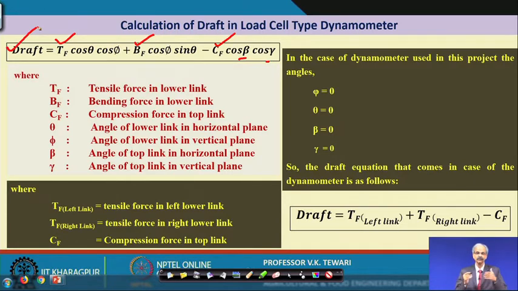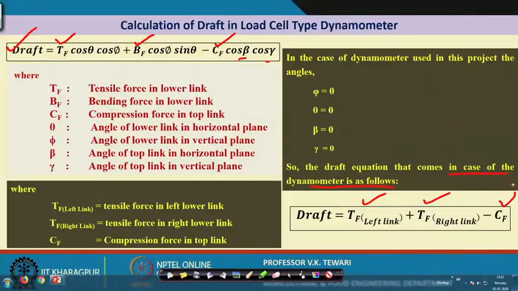Now, in the case of the dynamometer which we have developed here, these things are not there, these angles are not there at all. So, the draft equation that comes in this case is a very simple one, and it just talks of the force in the left link, then the tensile force in the right link minus the compressive force in the top link. Now, by these we are in a position to simplify this one. At the same time, we are in a position to simplify the different wires, etc., which were there when we had the strain gauges. And then it is very essential to see also how far they are accurate. Let us have a look at this.